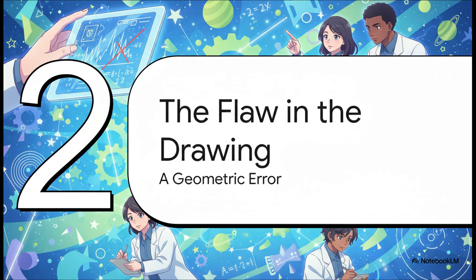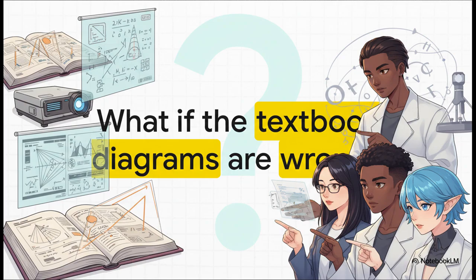Well, the source material points to something totally unexpected. It says the error isn't in the hardware, but in the software. In the very diagrams we've used to understand it for 100 years, a flaw in the drawing. And that's the core of the attack, really. What if every single textbook, every lecture you've ever seen has been drawing the experiment in a way that's, well, physically wrong? The argument is that these diagrams have a tiny but absolutely critical geometric mistake that has sent generations of physicists down the wrong path.